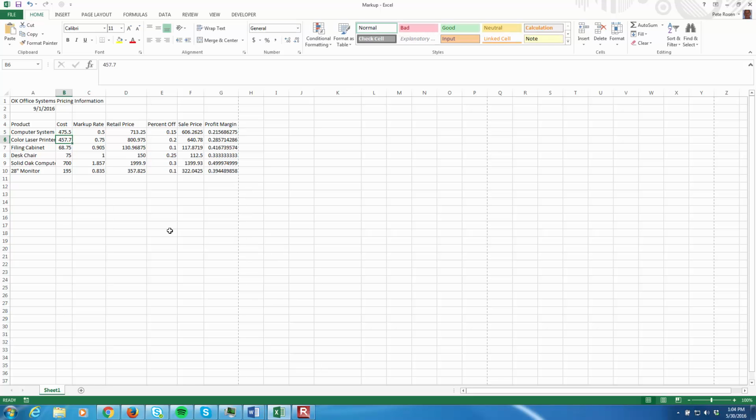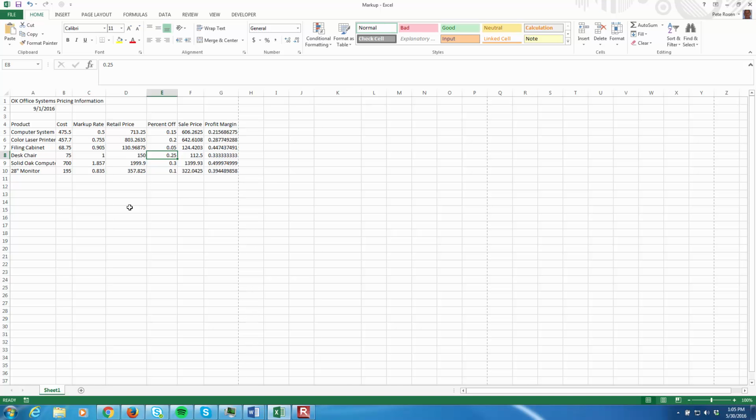We're going to make that 475.5. We're going to go ahead and change C6. Instead of 0.75, we're going to put 0.755. We're going to go to E7, and instead of 0.1, it's going to be 0.05. Okay, and then we'll show you how to display the formulas.